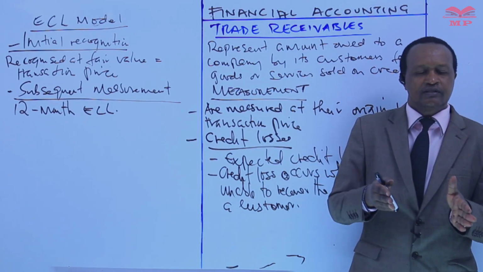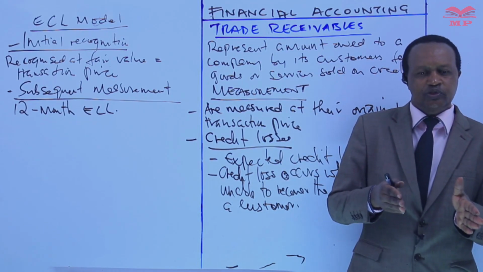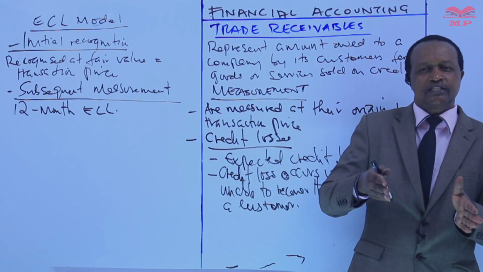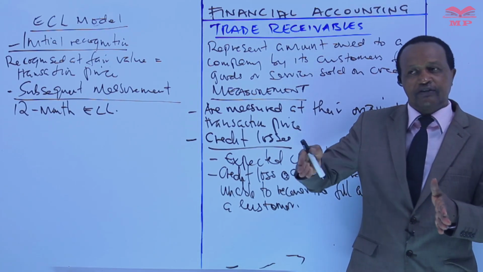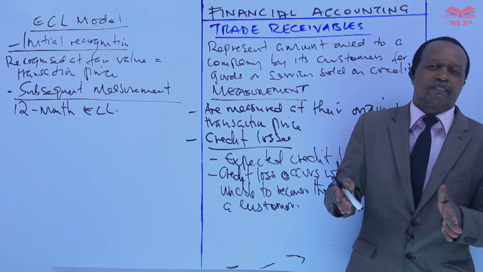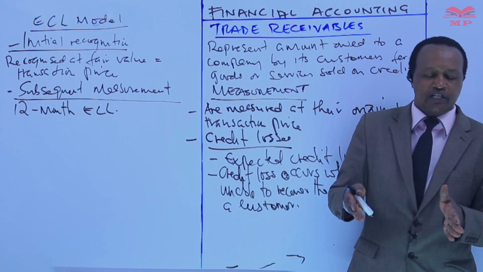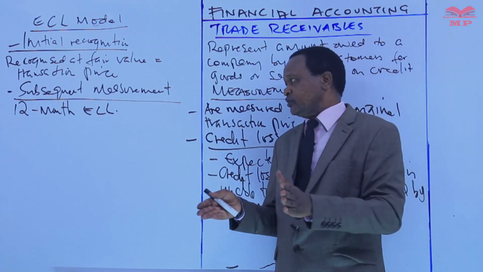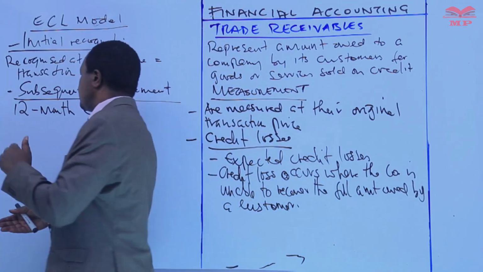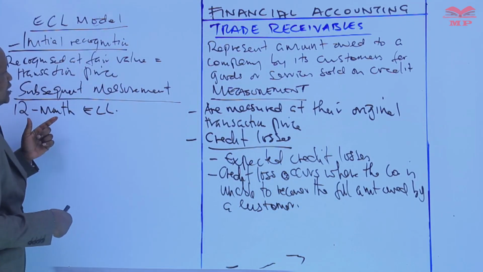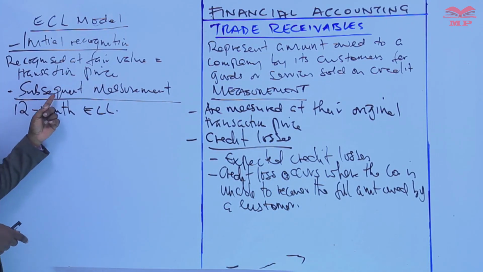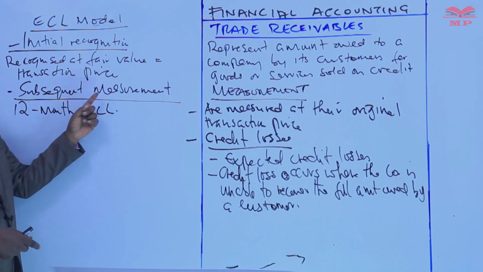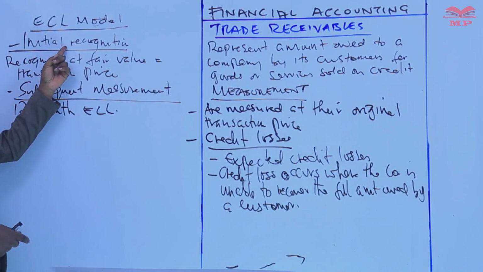All right? You have to ensure that you check the expected credit losses for each and every trade receivable, and you have to consider the factors that I've mentioned. So that is how trade receivables are measured subsequently. Subsequent means after the initial recognition.